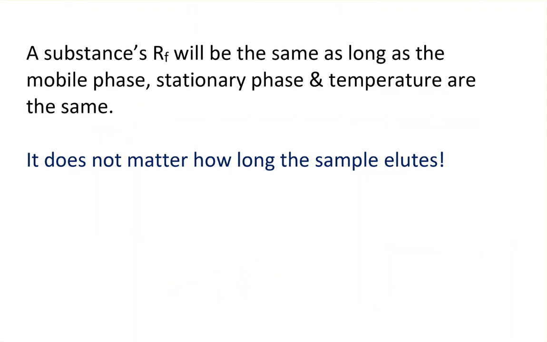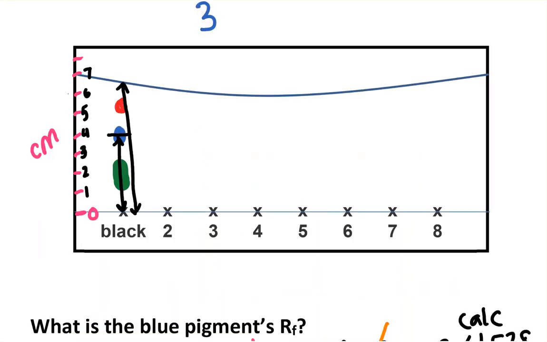Theoretically, a substance's retention factor will be the same as long as the mobile phase, stationary phase, and temperature are all the same. So that means if I go back and look, if I started with green down here, when it moved up, it went into blue and yellow. But notice that the blue is aligned with what the blue did before. So it's around the same height. Of course it'll vary a little because of the distance here. But the idea is that the ratio of how far it moves up relative to the solvent is fairly constant.